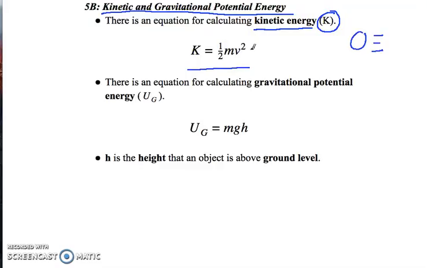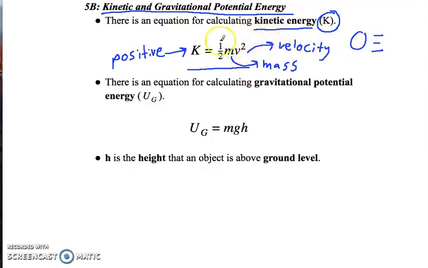So again, it's made out of stuff you've seen before: it's 1/2 times m for the object's mass, times v for velocity squared. The thing to take into account is that there's a squared term here. Because of the squared term, kinetic energy is always going to be positive. You can never have a negative mass, and even if you had a negative velocity, it'll be squared. So that's how you calculate kinetic energy.